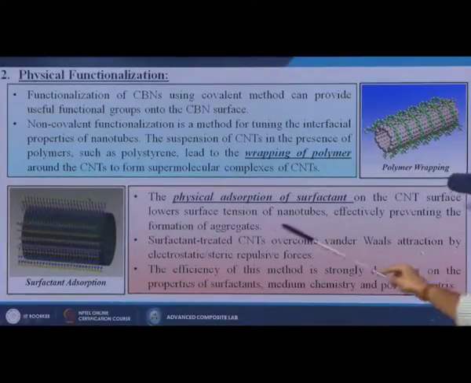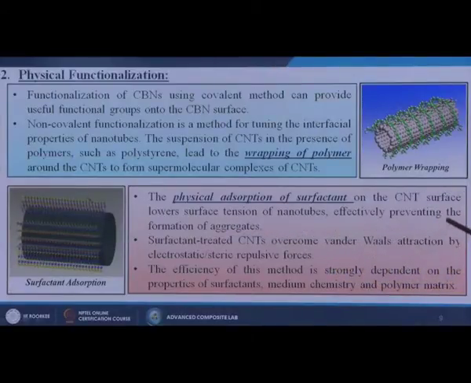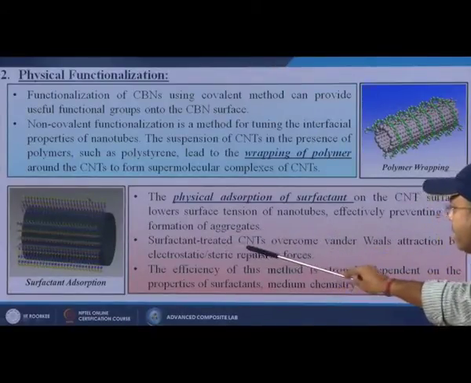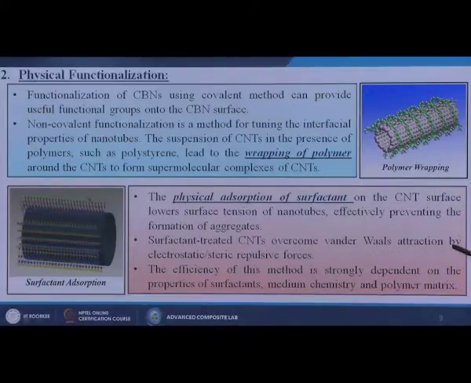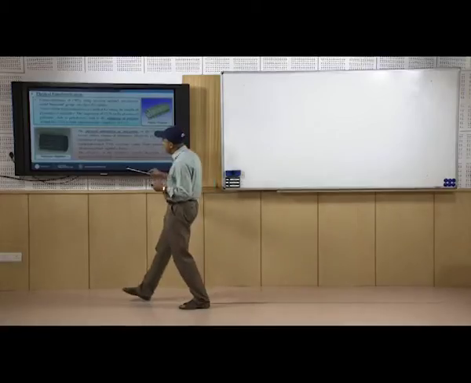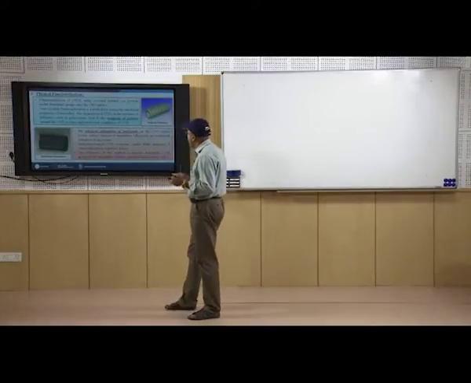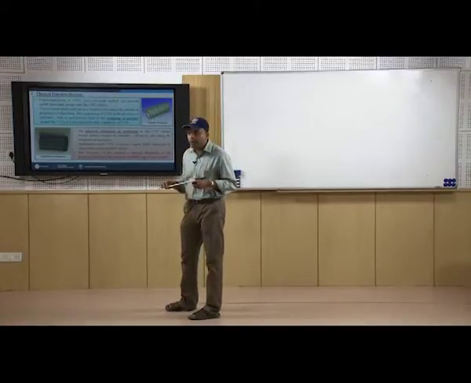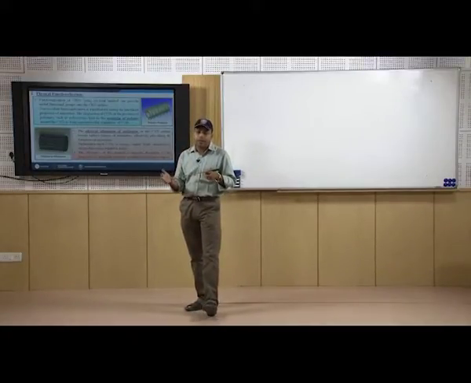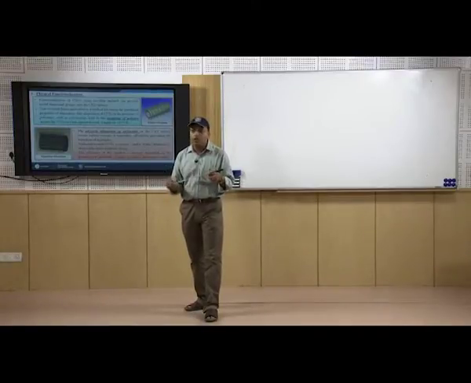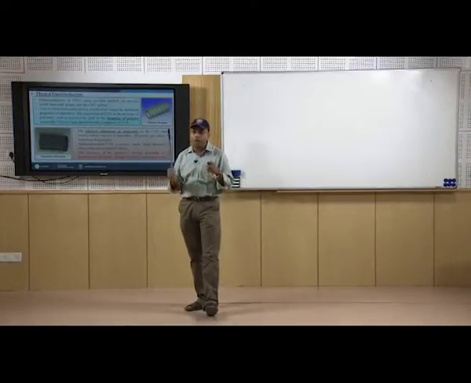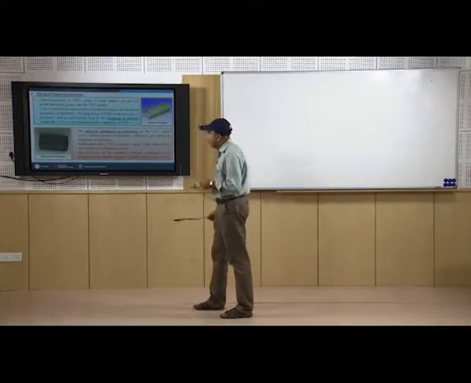On the CNT surface, surfactants lower the surface tension of the nanotubes, effectively preventing the formation of aggregates. Surfactant treated CNTs overcome van der Waals attractions by electrostatic or maybe steric repulsive forces. The efficiency of this method is strongly dependent on the properties of surfactants, medium chemistry and the polymer matrix. So whatever materials we are trying to use, sometimes we are trying to increase their absorption property so that they can absorb certain other functionalized materials towards them. By this way we can do the modification, or the functionalization, of that particular nanofiller.